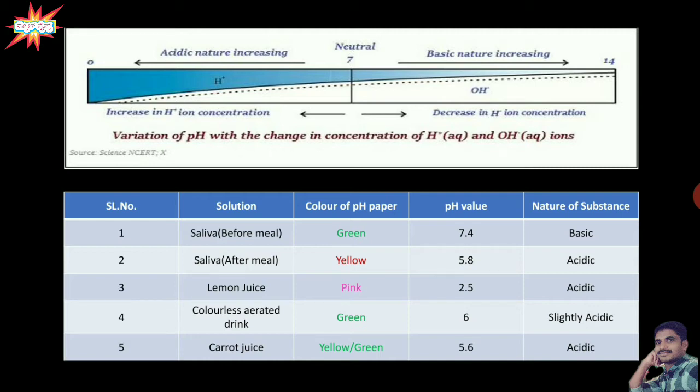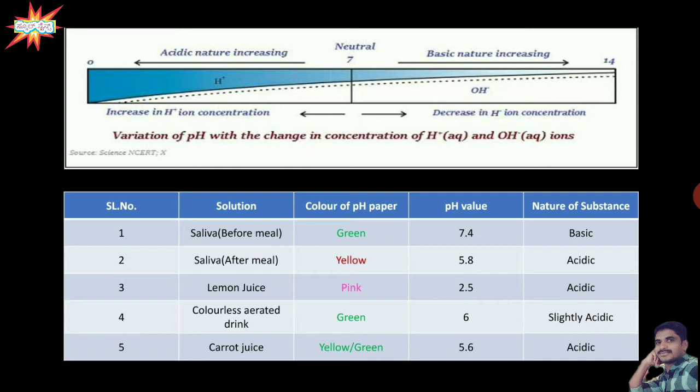Next, from the 7 point, the neutral point, if you move from 7 to the right side of the scale, or from 7 to 14, the basic nature increases. If the basic nature increases, that is the area of the white part, and the blue area decreases. In the same way, as the acidity increases, the basic nature decreases. If the basic nature increases, the acidic nature decreases. This is indicated in this figure.